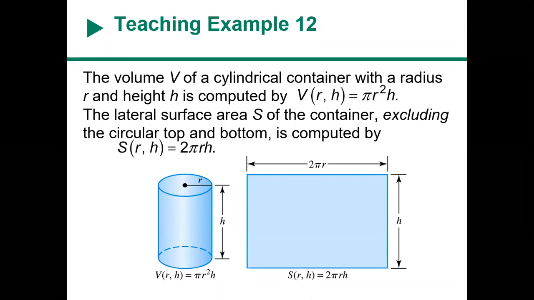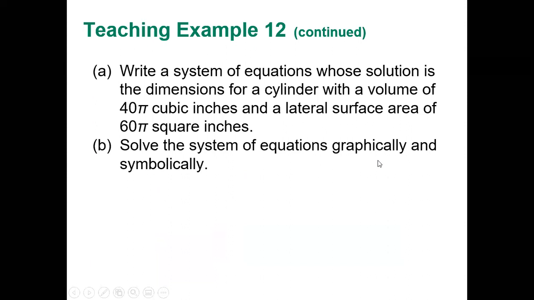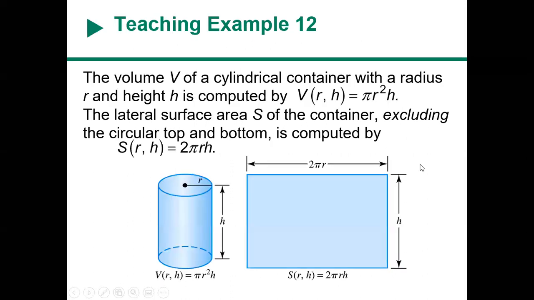So what we're going to do with this, it wants us to write a system of equations whose solution is the dimensions of a cylinder with a volume of 40 pi cubic inches and a lateral surface area of 60 pi square inches. Okay, so your lateral, remember that's just the face, not including the base. So you just want the 2 pi R H, and you're not worried about the pi R squared, which is the top side.